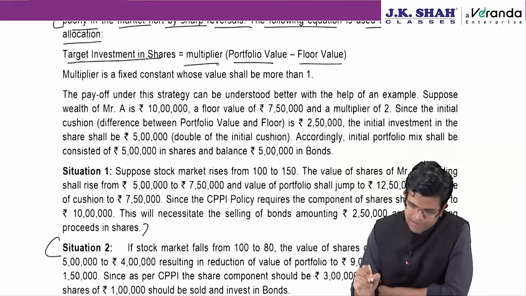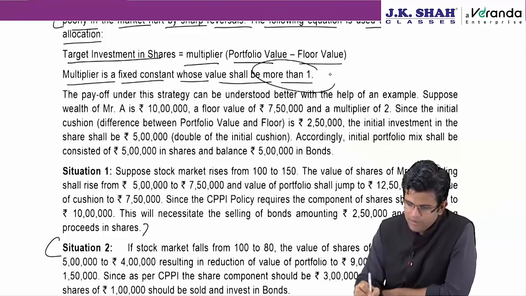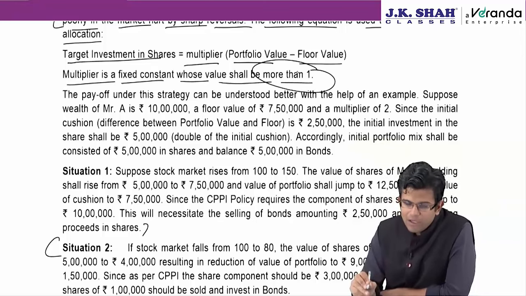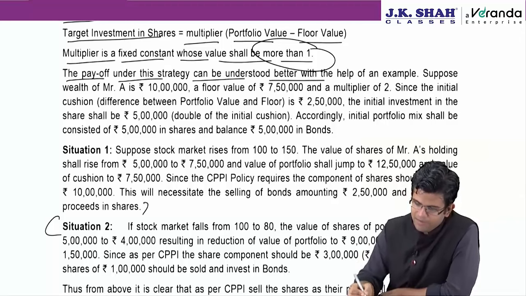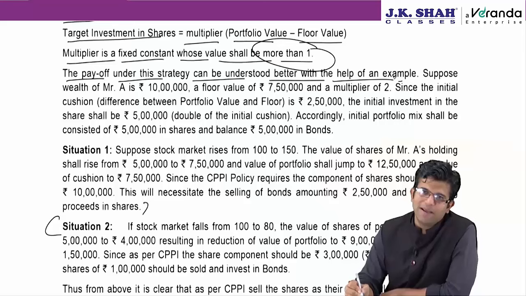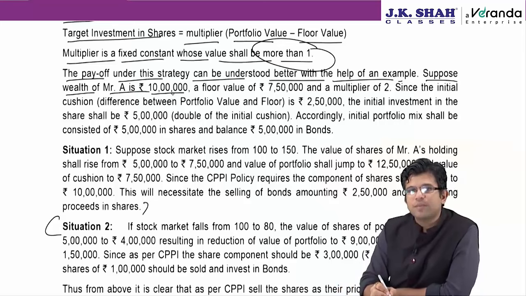Very simple it is, please pay attention. Multiplier is a fixed constant whose value shall be more than 1. Why? I'll tell it to you in some time by the example. The payoff under this strategy can be understood better with the help of an example, they are saying. Suppose the wealth of Mr. A is rupees 10 lakhs. Floor value is 7.50 lakhs.